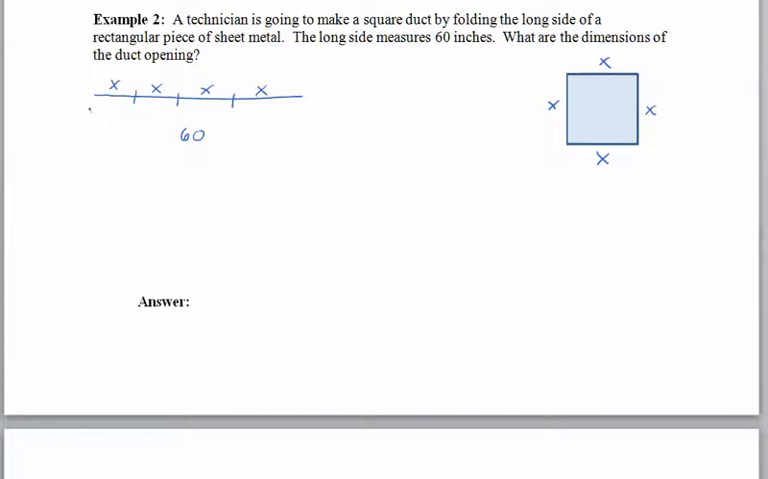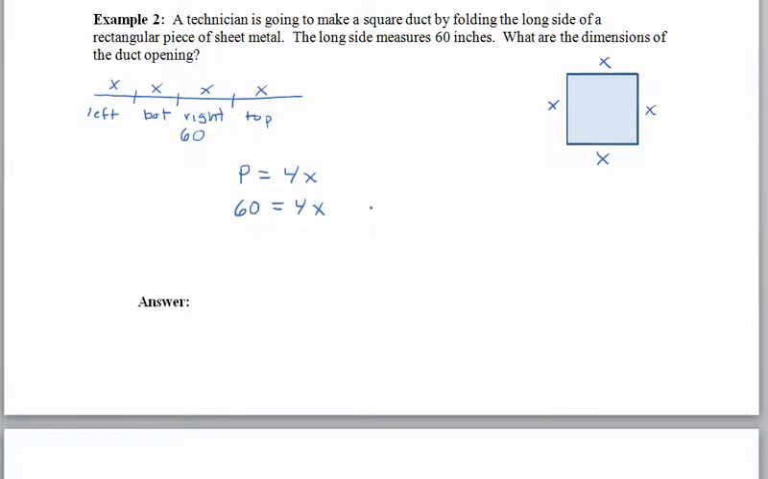So let's see. This one is going to be the left. This is going to be the bottom. Here is going to be the right. And over here is going to fold over and become the top. And of course, the total is 60 inches. So we could say x plus x plus x plus x gives us 60. Or we can use the multiplication because we see the repeated addition and say that the perimeter is equal to x times 4, or 4x. Well, the perimeter we know is 60. So let's fill that value in where the P is. 60 is equal to 4x.